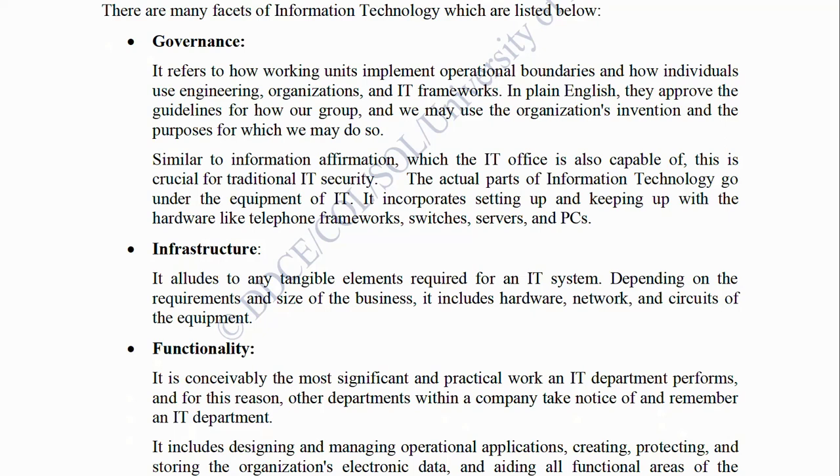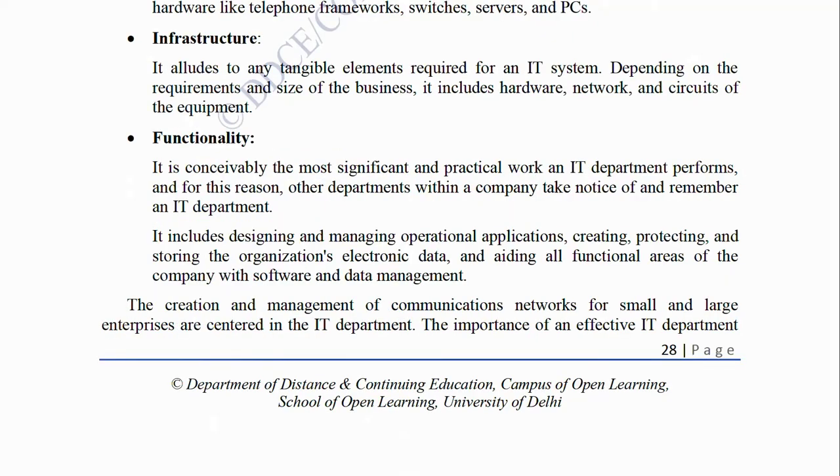The actual parts of information technology go under the equipment of IT. It incorporates setting up and keeping up with the hardware like telephone framework, switches, servers, and PCs. Next point is infrastructure. It alludes to any tangible elements required for an IT system. Depending on the requirements and size of the business, it includes hardware, network, and circuits of the equipment.